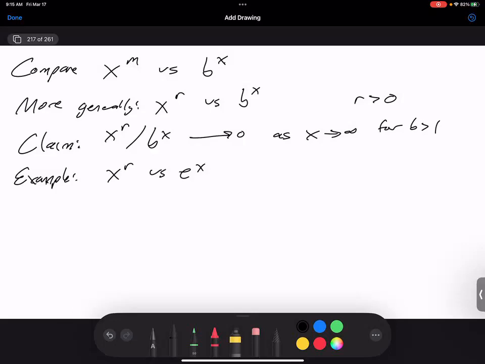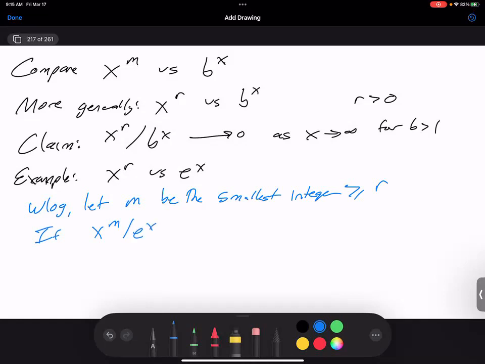So let's do the following. Without loss of generality, let m be the smallest integer greater than or equal to r. If we can show x to the m over e to the x goes to 0, so too does x to the r over e to the x, as x to the m is greater than or equal to x to the r. I'm just saying, without loss of generality, I can make my life a little bit easier and assume the power of x is an integer. Because if it's not, just take the next integer greater than or equal to r, do the analysis there. And then since x to the r is smaller than that, if x to the m over e to the x goes to 0, then this would go to 0.